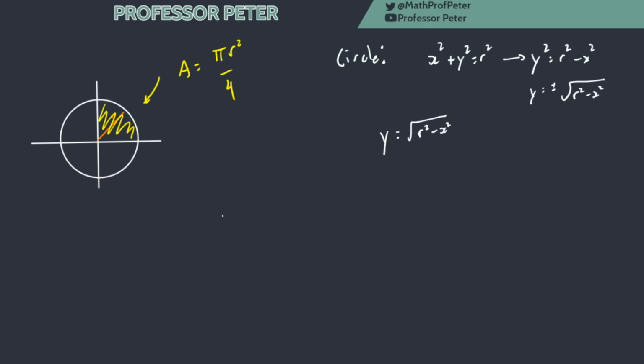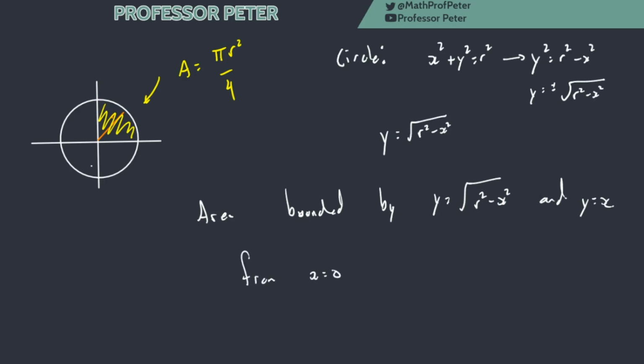We're going to set up a definite integral to find this area. We want to find the area bounded by y equals the square root of r squared minus x squared and y equals x from x equals 0. That's our origin right here. We want to go up to this boundary point, which is just going to be the length of the radius. So we'll say x equals r. So we're going to look at this integral: the integral from 0 to r of the square root of r squared minus x squared dx.